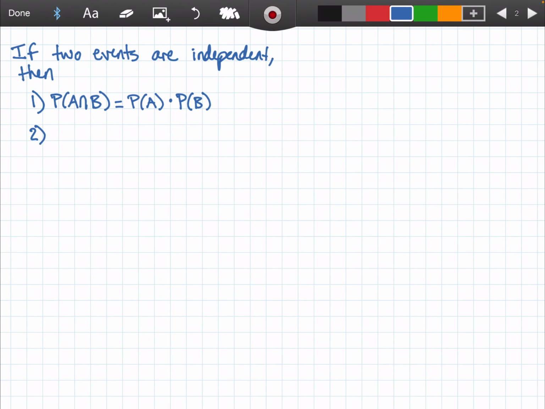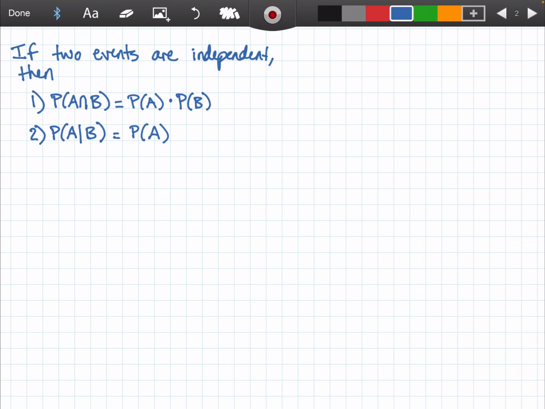The second characteristic is that the probability of A given B is the same as the probability of A. Let's translate this into what the heck does that mean? Well, this means the probability of A given a condition. So let's say the probability that I flip a heads, given that I just flipped tails, does it change from 1/2? No, it does not.